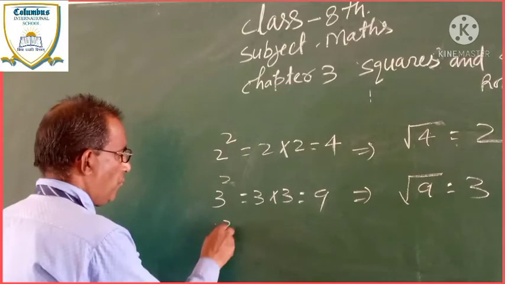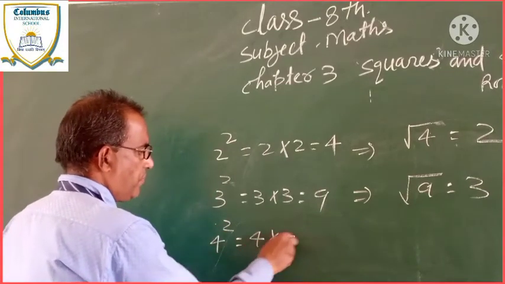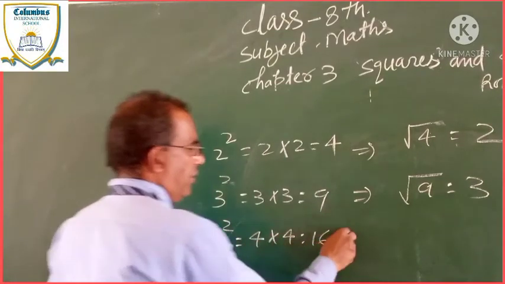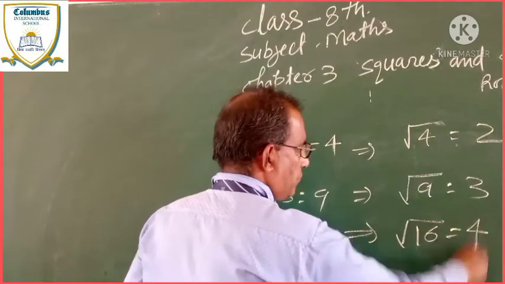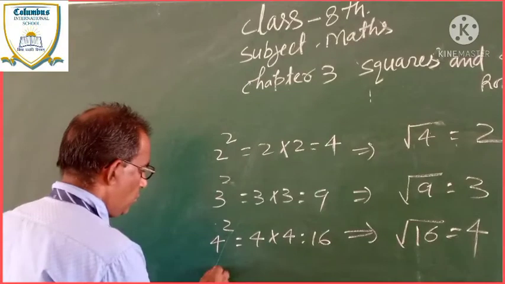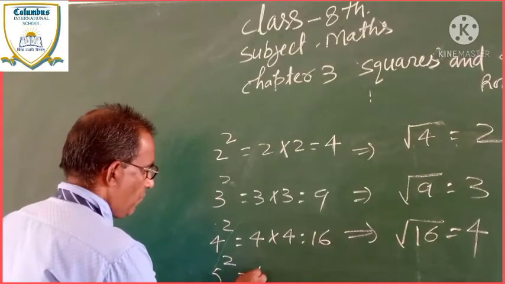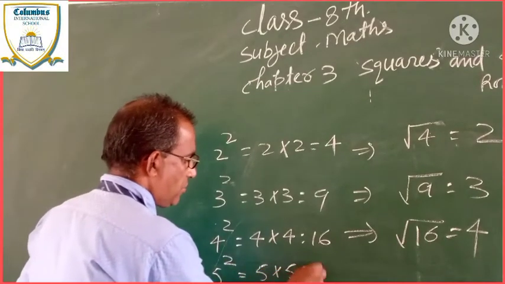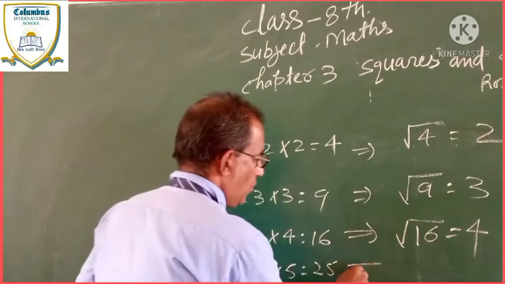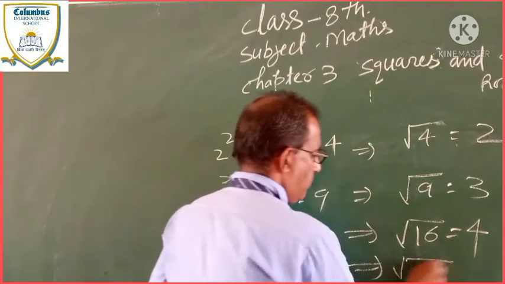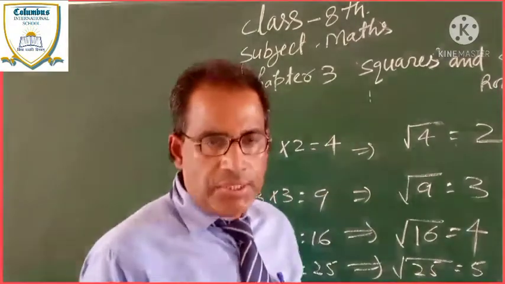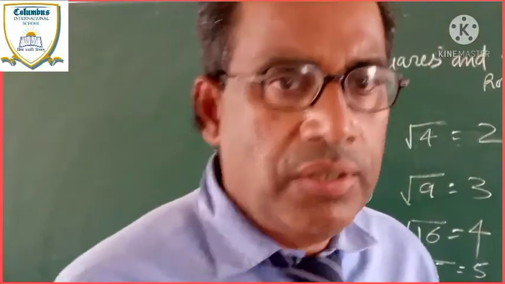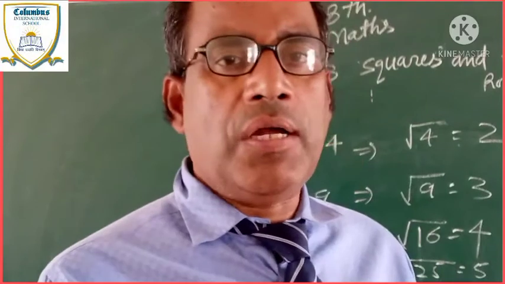The square of 4 equals 4 into 4, 16. And the square root of 16 equals 4. The square of 5 is 5 into 5, that is 25, and the square root of 25 equals 5. Now in this lesson we shall find out how we can find the square root.